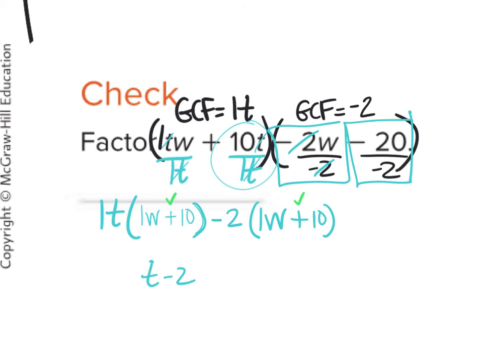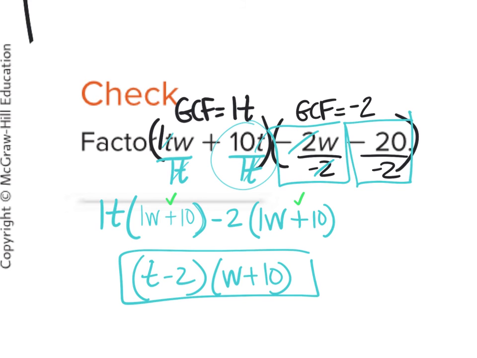T minus 2. T minus 2. If you put 1t, I'm okay with that. And then what next? Do I write the w plus 10 twice? No, because we're already going to show our double distribution. So I would write w plus 10, done. Okay?